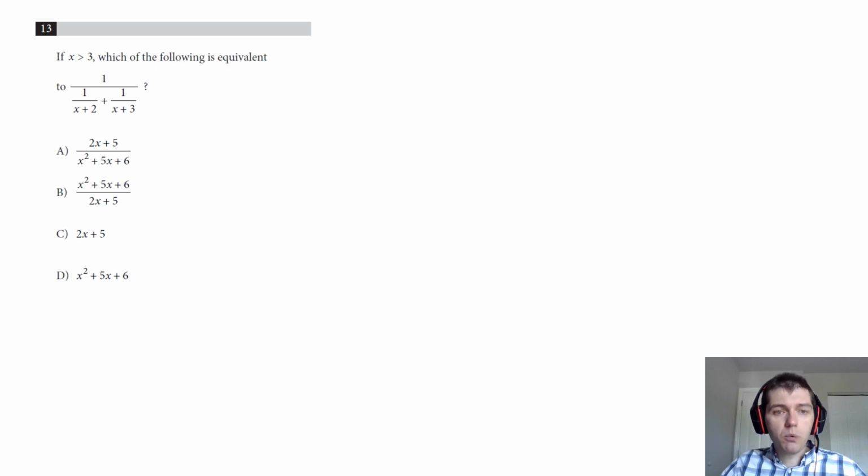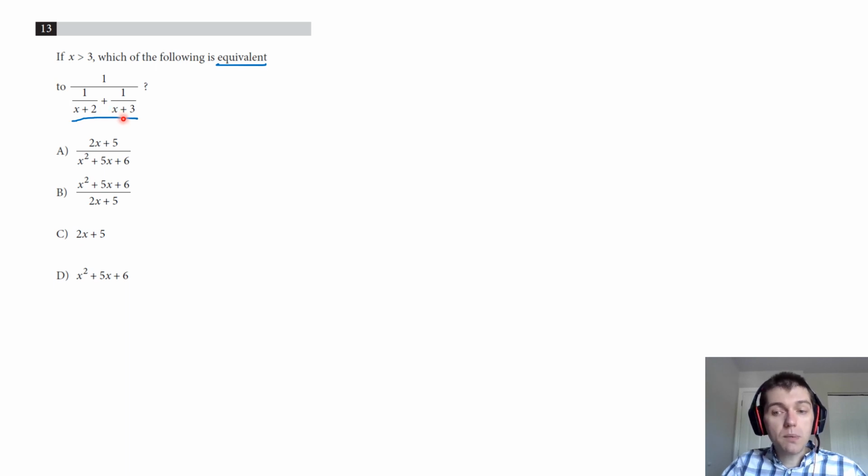Problem 13. Which of the following is equivalent, which in SAT terms is code for simplify, to this expression? So simplify this expression. What you need to look at is what forms the answers want you to simplify into. You can identify that A and B both have a single numerator and single denominator. C and D have no denominator at all. The expression that we're coming from has a numerator, and then it has fractions within the denominator. And this is sort of a tricky problem.